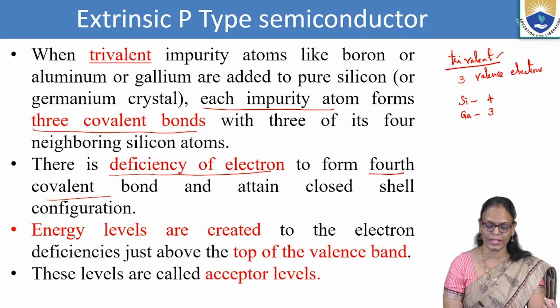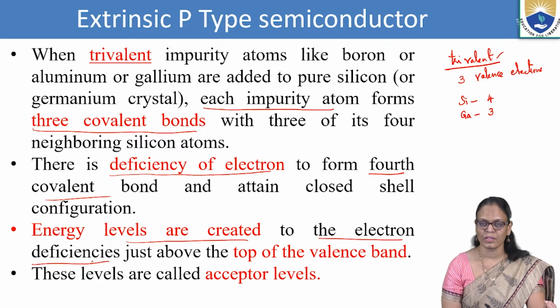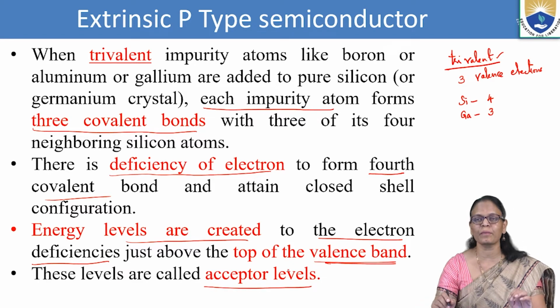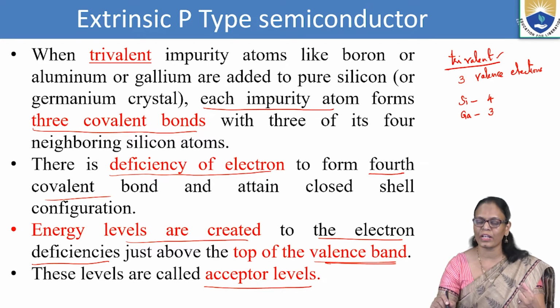So what we say here is energy levels are created due to the electron deficiencies. This level is just above the top of the valence band, and we call them acceptor levels. Why are we calling them acceptor levels? Because they are always ready to accept an electron, because for stable configuration there is a deficiency of electron. So we are calling them acceptor levels.